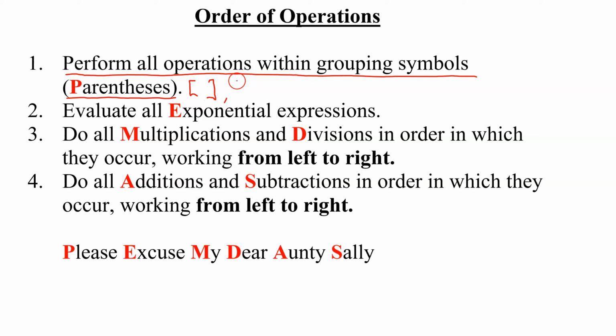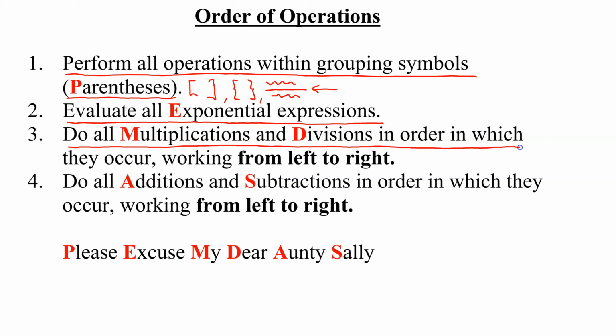There are square brackets, there are braces, and there's even the division bar when you have an expression in the numerator and an expression in the denominator. The division bar is a grouping symbol. Then we need to evaluate all exponential expressions. Then we do all multiplications and divisions in the order in which they occur, working from left to right. So this means all multiplication and divisions have equal priority, but you just work from left to right.